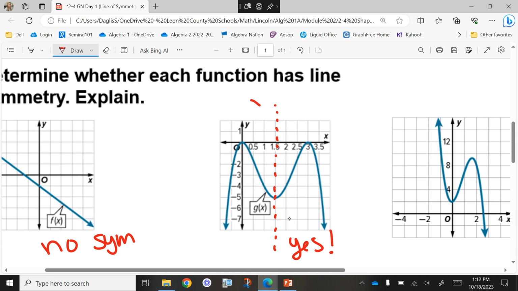It didn't ask for it, but it's specifically where x is 1.5, right? That was where we drew our line. That was where we cut through the x-axis. Oh, I see what you're saying now. Okay, good.